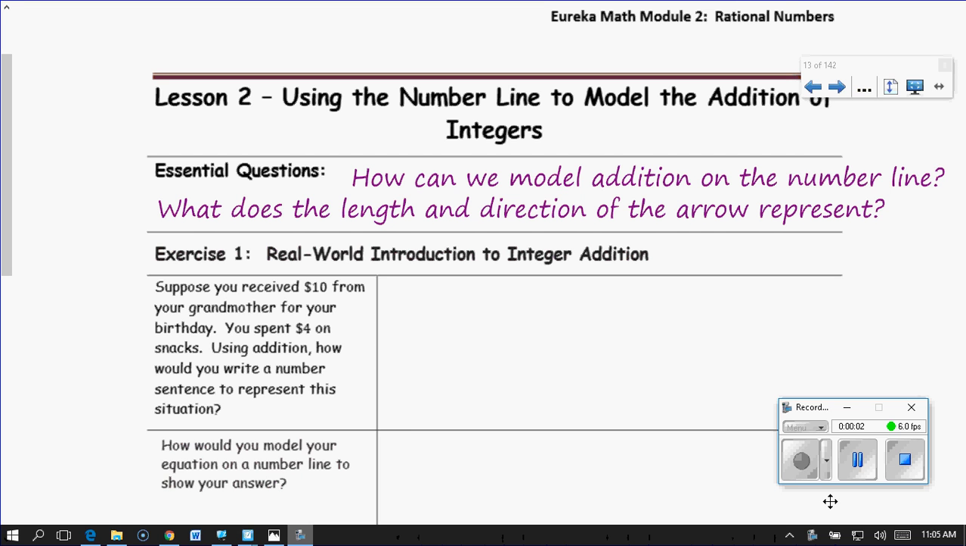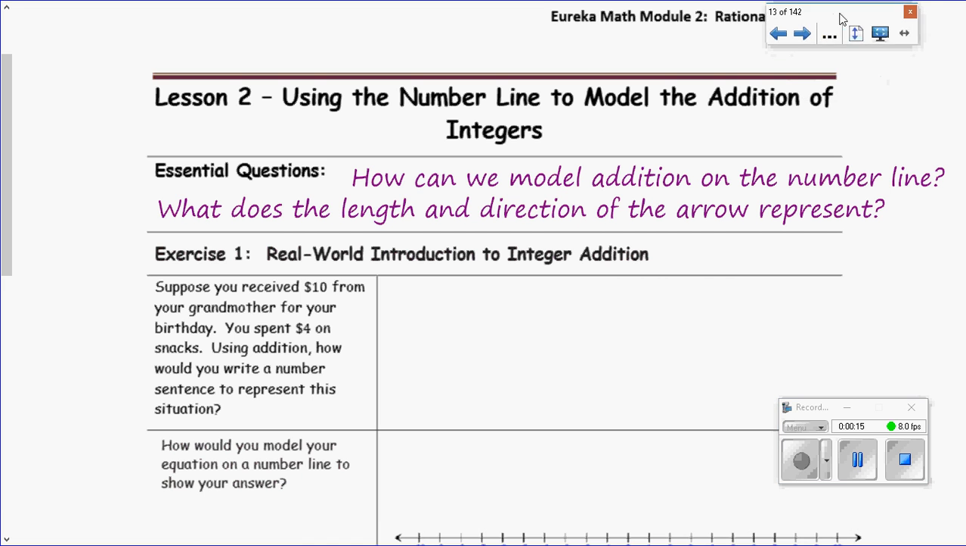Hi everyone, this is lesson 2 from module 2. We are using number lines to model the addition of integers. So write down your essential questions, pausing it if you need to. How can we model addition on the number line? And what does the length and direction of the arrow represent? As we get moving here, we're going to talk about arrows and directions when modeling addition problems.